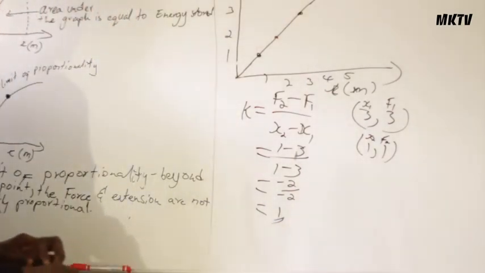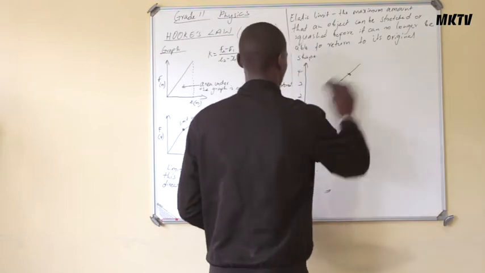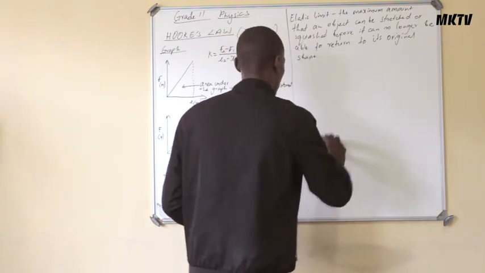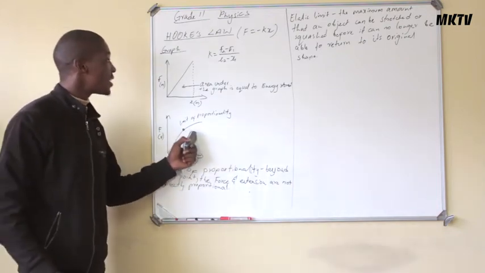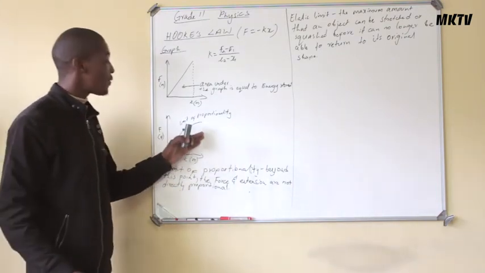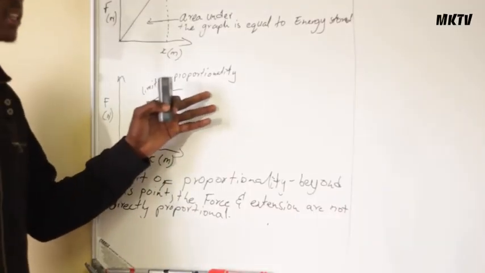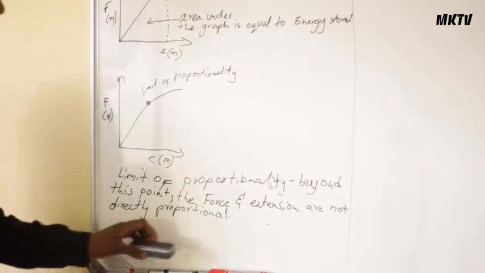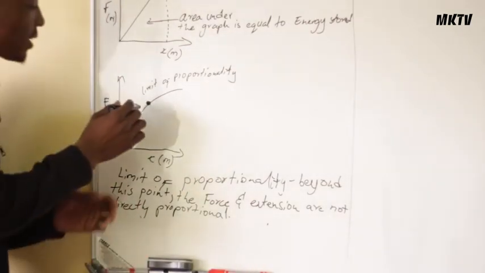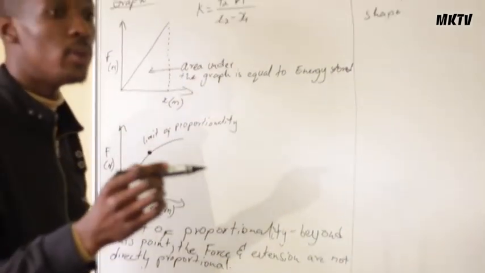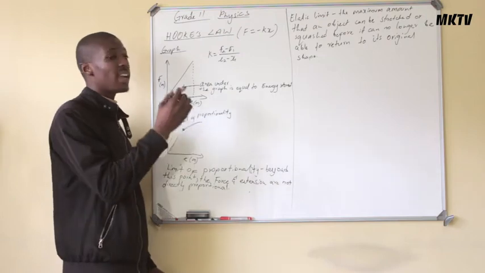Let's move on to the next graph. Coming to this graph, you will notice that this time the graph has a curve in it. So what does the curve say to us? It says that the spring has been stretched beyond its limit of proportionality or elastic limit.